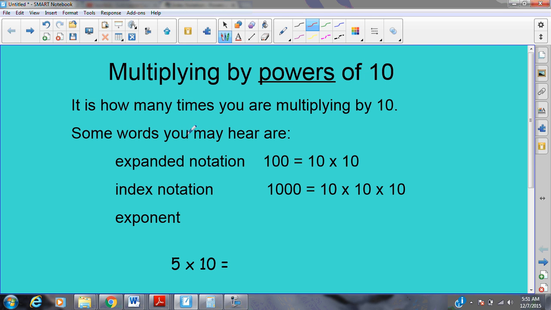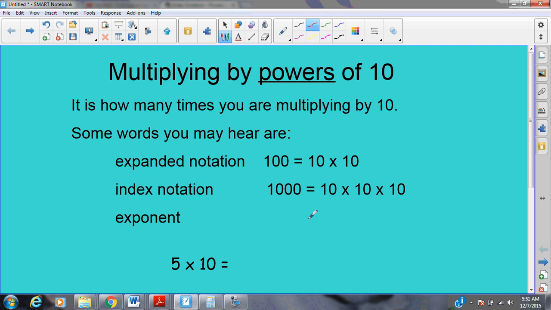Some words you may hear other than powers of 10 are expanded notation. An example of that would be 100 equals 10 times 10, or 1,000 equals 10 times 10 times 10. 1,000 is 10 to the third power. Why? Because we are multiplying 10 three times.